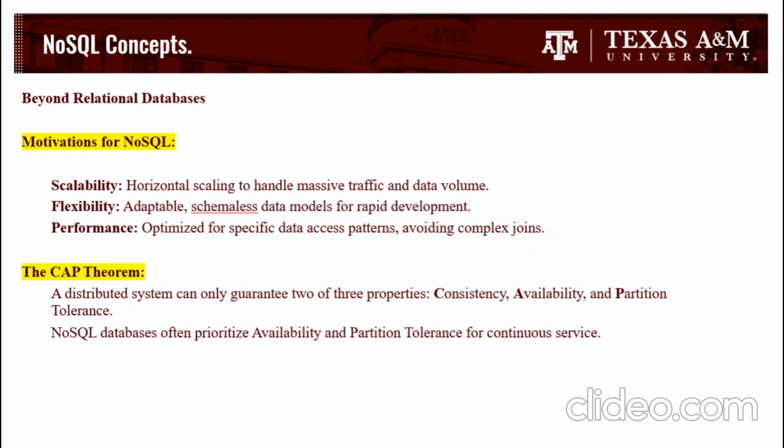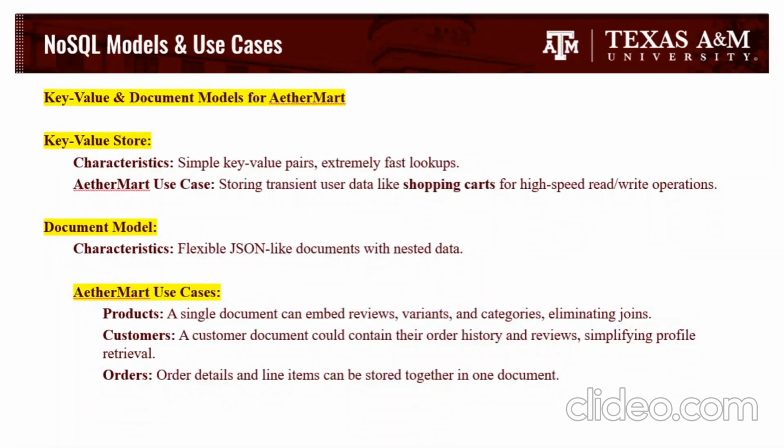Next we are going to NoSQL models and use cases: key value and document models for Ethermart. NoSQL is not a single solution, it's a family of models. For Ethermart, a key value store would be perfect for things like a shopping cart, where we need very fast lookups. The document model is even more powerful for our use case. We could store all of our product details, including reviews and variants, in a single document, which eliminates the need for complex joins and simplifies our application logic. That is one of the other variants we can see other than this.